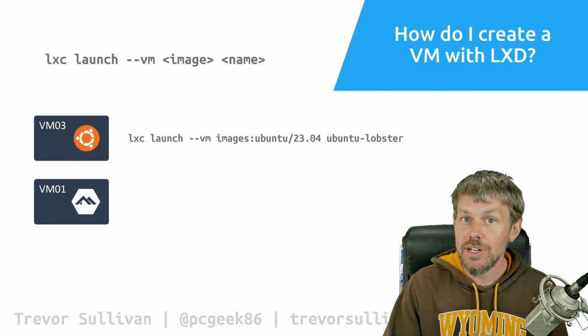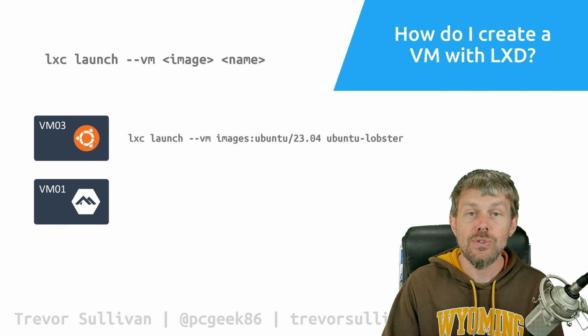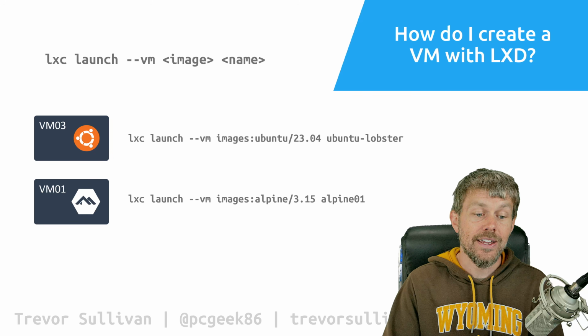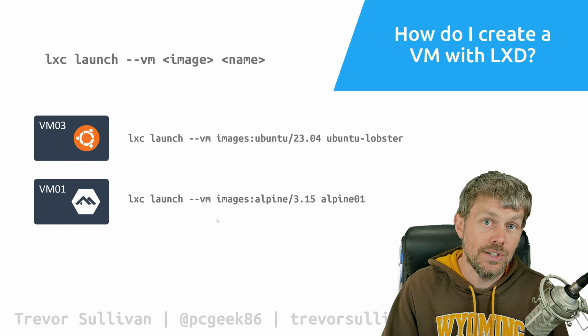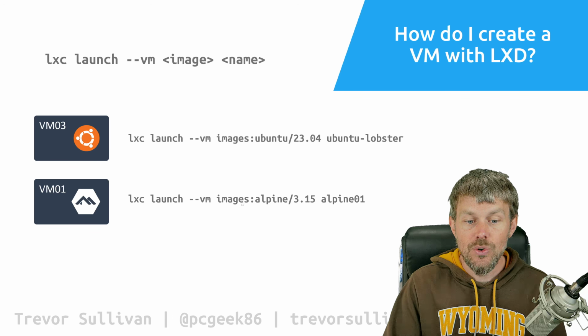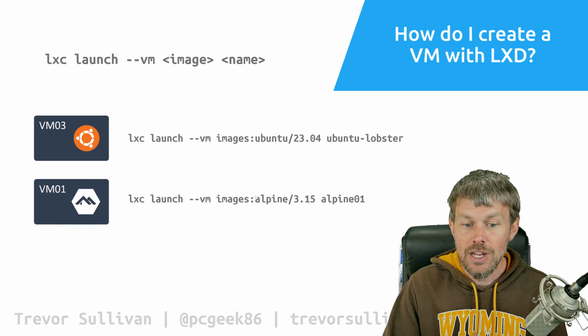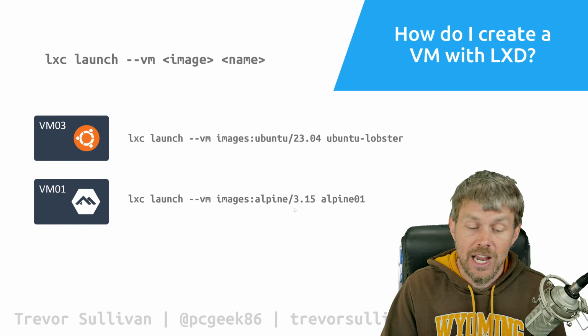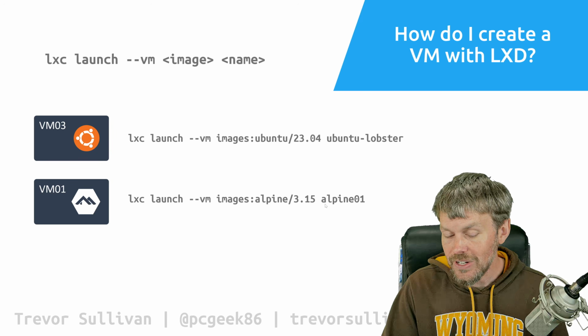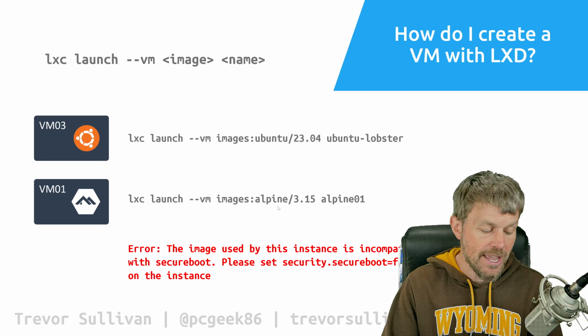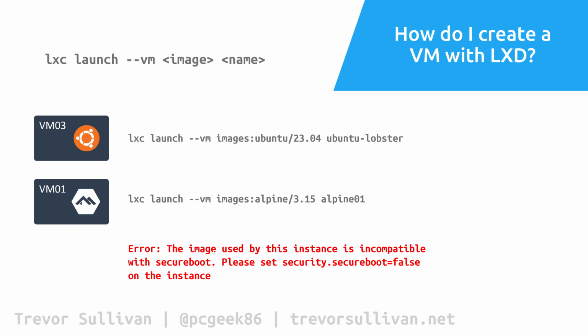Well, not all operating systems are the same, and if we try to use LXC to create an Alpine Linux server here as a guest virtual machine, we're actually going to run into an error. So all we're going to do is change the distribution and version of the operating system that we're deploying and also give it a unique name. But if we try to run this command, we're actually going to get this error down here that says this image used by this instance or VM is incompatible with secure boot. Please set this option security.secureboot equal to false, and then you'll be able to boot the virtual machine.